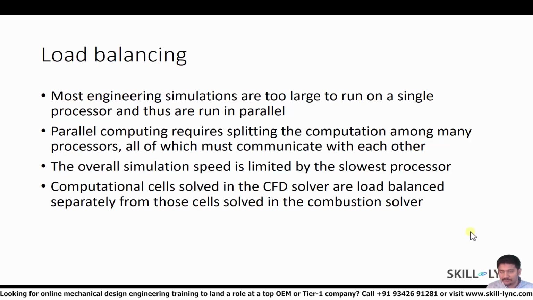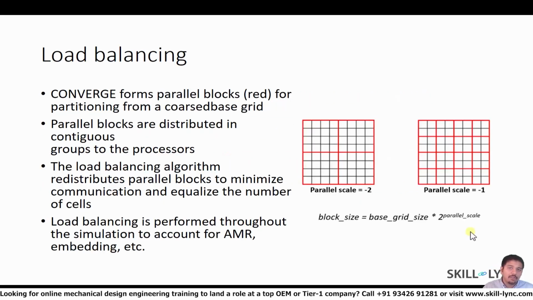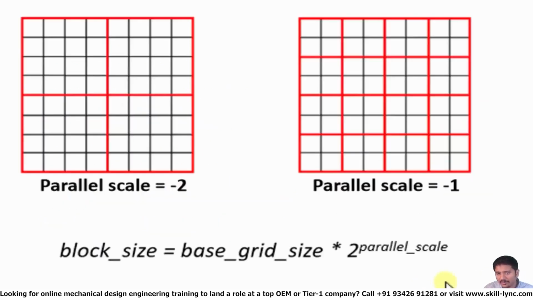Okay, so for example, you might have seen a parameter called parallel scale. This is an important parameter which controls how load balancing takes place. So for example, in the image on the right hand side, the black cells are the cells that are available in your mesh points. The black cells refer to your mesh. Okay, so you have so many mesh points.